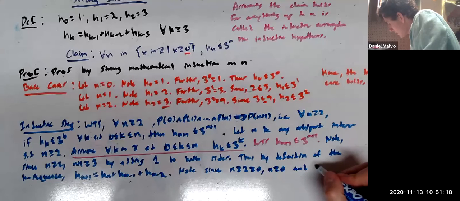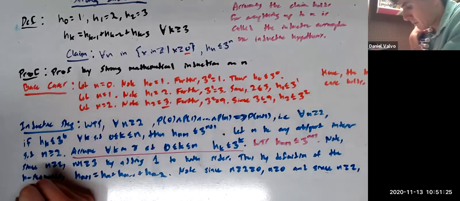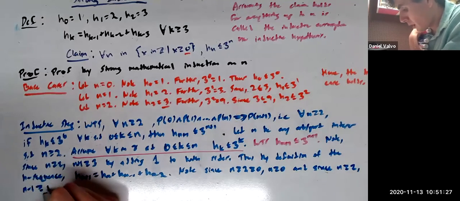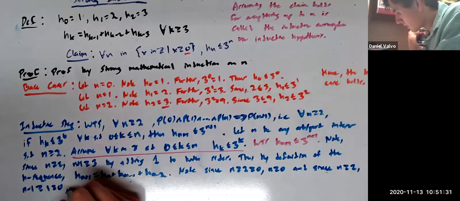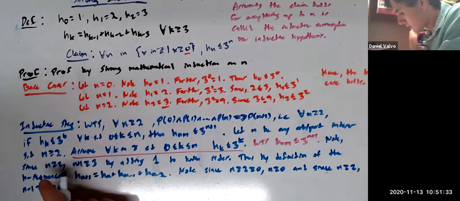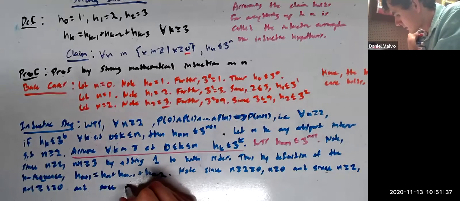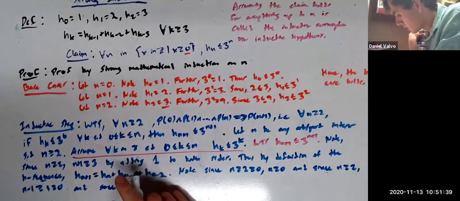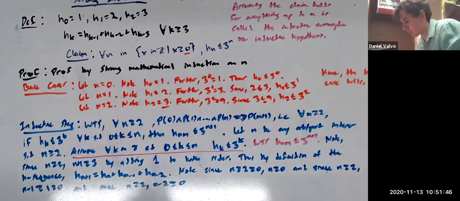and since n is greater than or equal to 2, n minus 1 is greater than or equal to 1 by subtracting 1 from both sides, which is greater than or equal to 0, and since n is greater than or equal to 2, n minus 2 is greater than or equal to 0 by subtracting 2 from both sides.